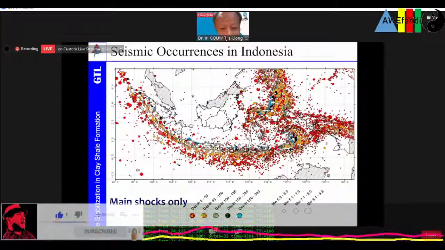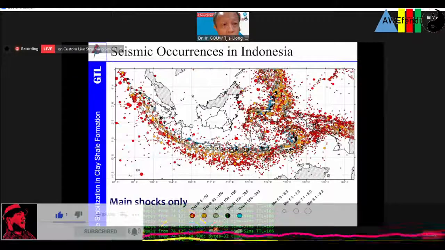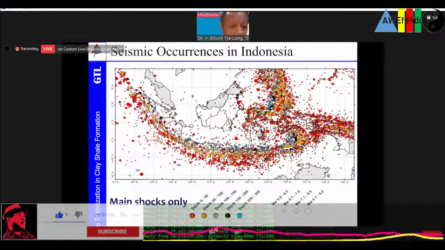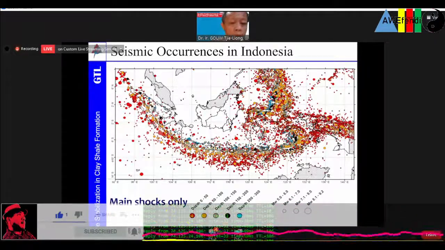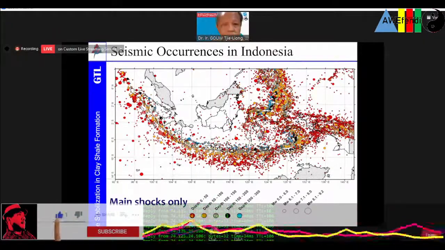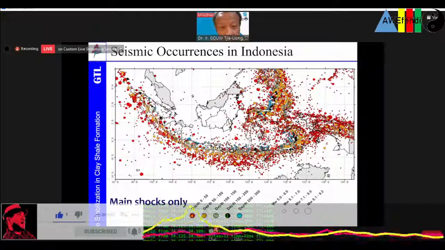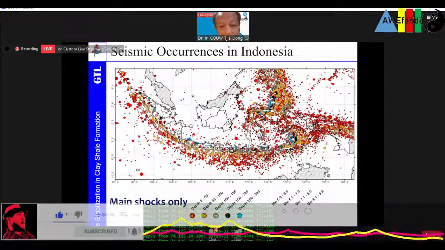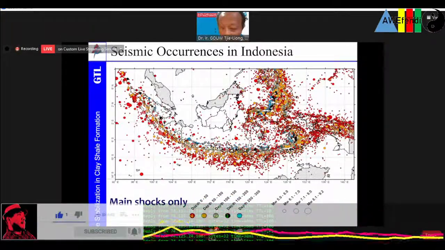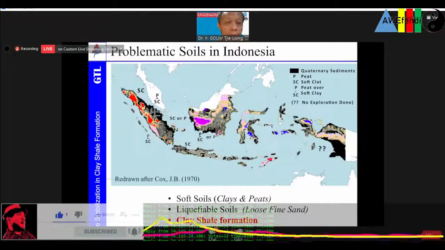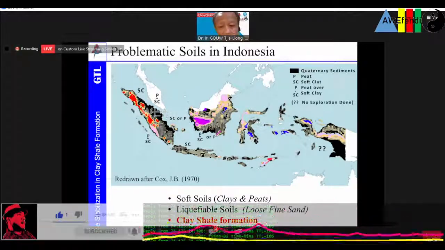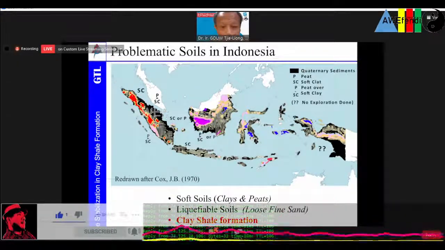This is the seismic zone of Indonesia. We know that Indonesia lies on the ring of fire, with a lot of earthquakes happening in Indonesia. This is one of the project problems. And then we have many problematic soils in Indonesia, among others soft subsoil and liquefiable soil.